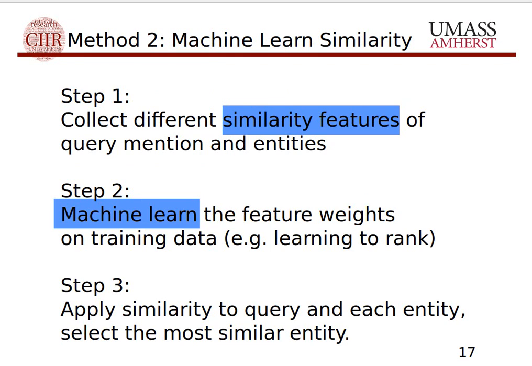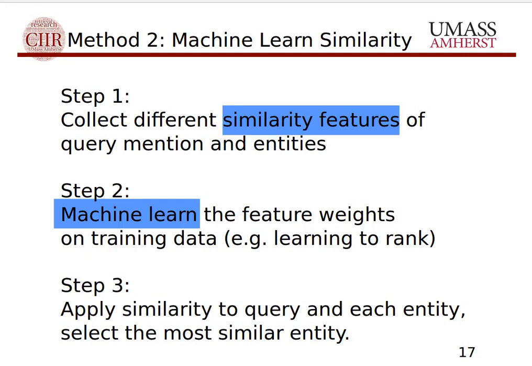Let's look at other methods. So here we have method number 2. We look at one that actually leverages machine learning. So we want to machine learn a similarity between a string and an entity. In step 1, we collect different similarity features of the query mention and the entities. And in step 2, we apply machine learning to learn a weighting of these features given some training data. Here we can either use a classification SVM, or a learning to rank SVM, or any other kind of discriminative classification or re-ranking algorithm.